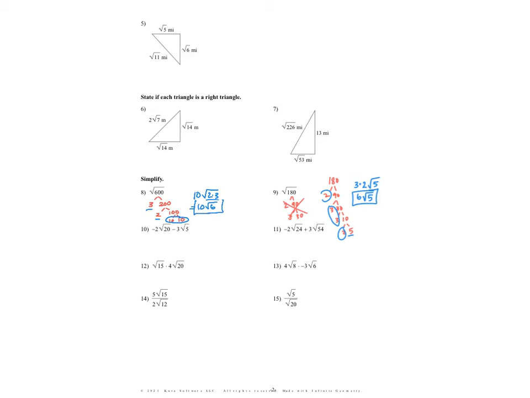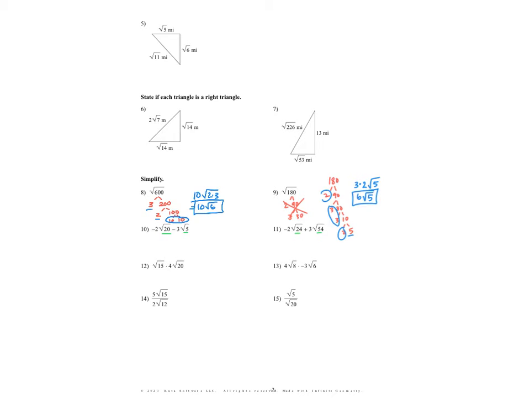Okay? That is simplified. Now, let's look at addition and subtraction, which is 10 and 11. In order to add or subtract, you have to have the same number under the radical. Okay, none of those are the same number. So it's like fractions. You have to have the same denominator to add fractions. You have to have the same radical to add or subtract radicals.